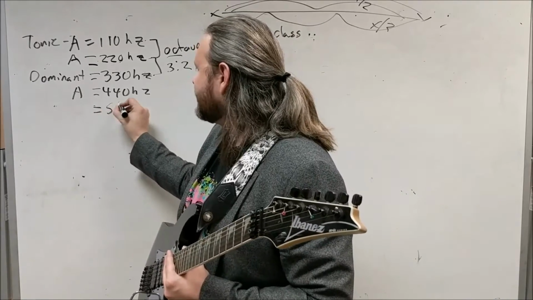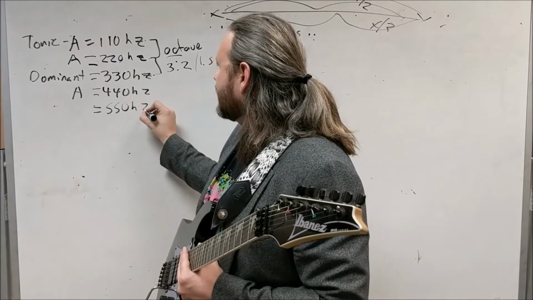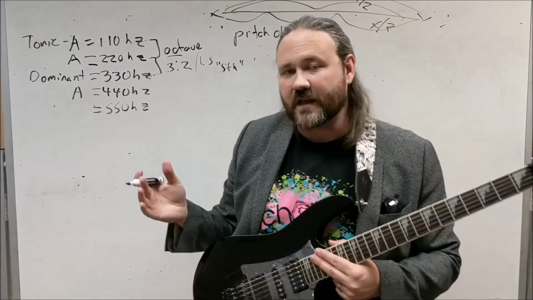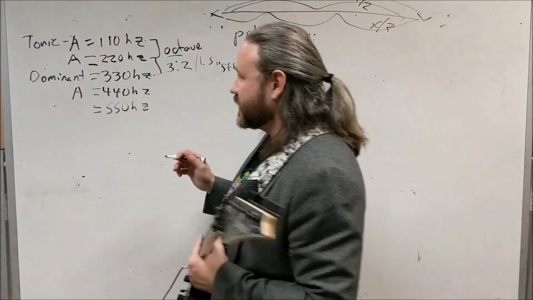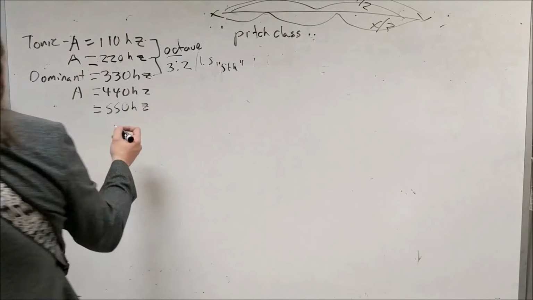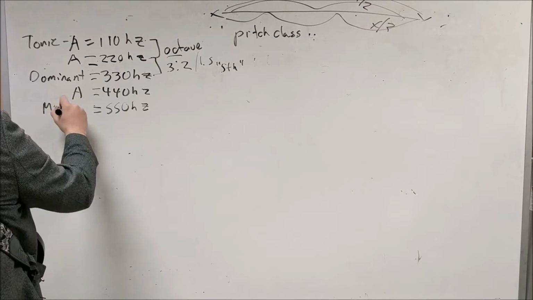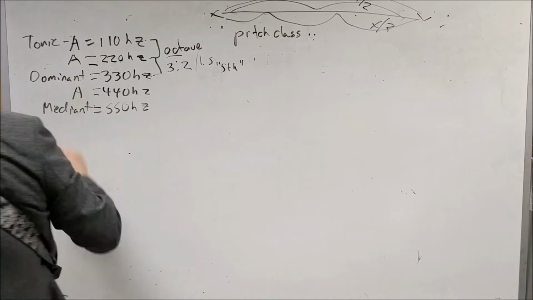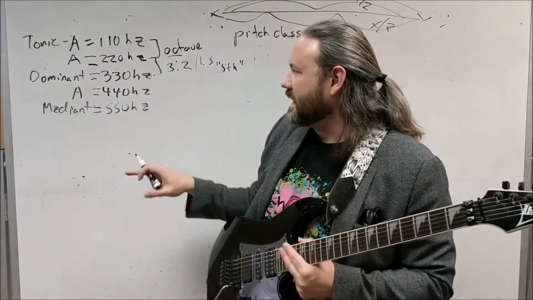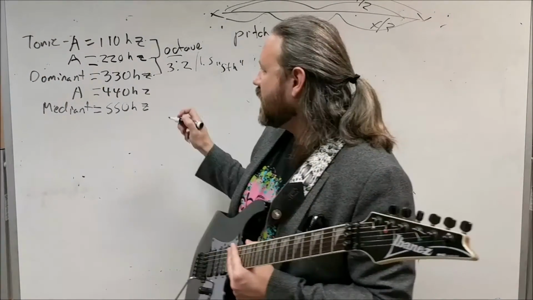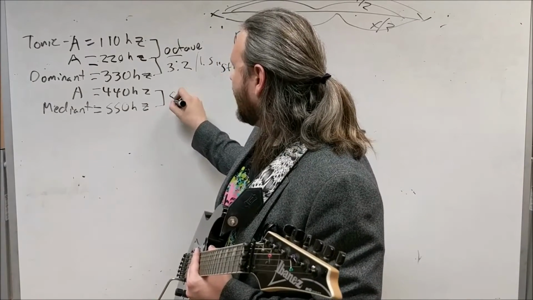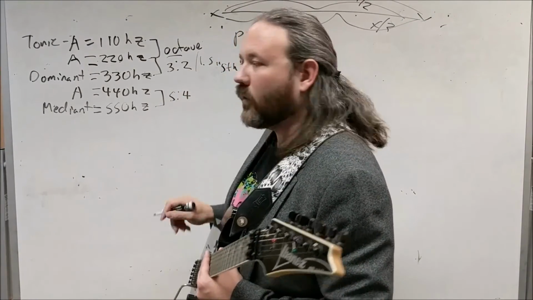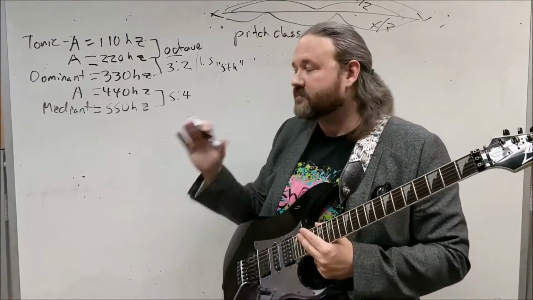Next one we're going to get is 550 hertz. I could tell you the name of the letter, but instead we're going to learn another term. We're going to call this one mediant. Okay, tonic, dominant, mediant. The mediant is 550 hertz. We have a special relationship right here of 5 above to 4 below, or you could express it as 4 below to 5 above. Doesn't really matter.